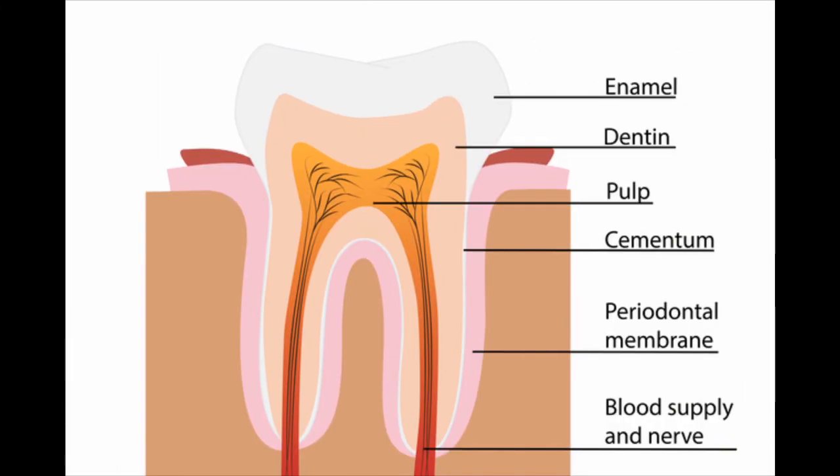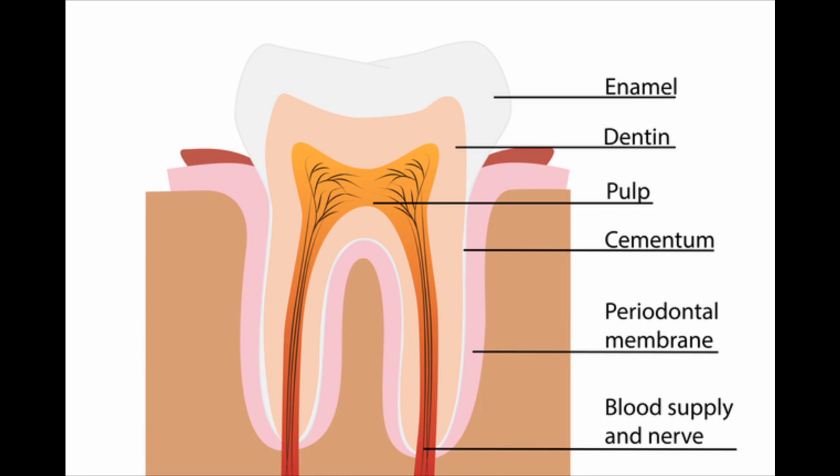Today we'll discuss the structure of enamel. It's a very simple topic, but it's extremely important, especially for all the dental students. So, enamel is the outer covering of the crown, and it is the toughest and hardest substance in the oral cavity. And not just the oral cavity, but in the whole body.